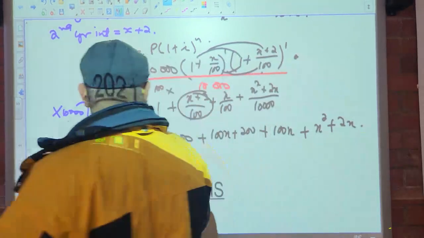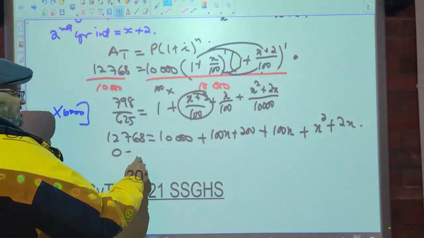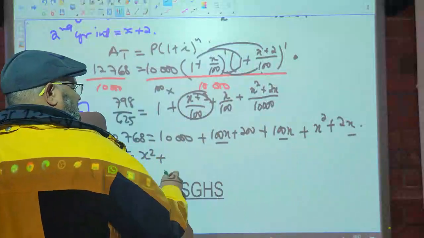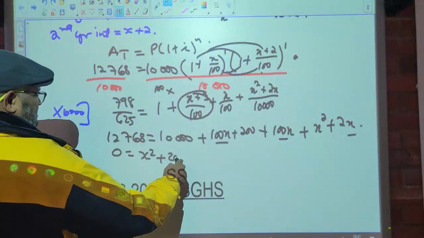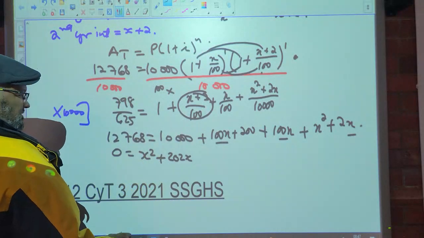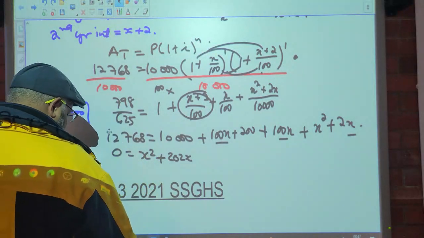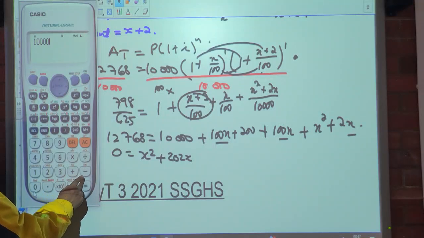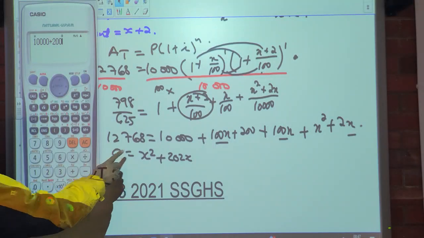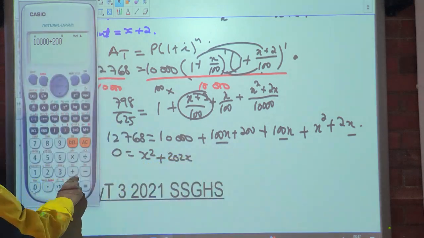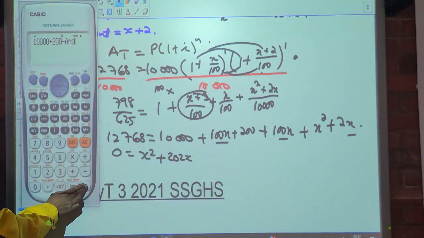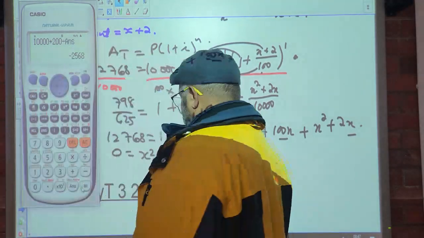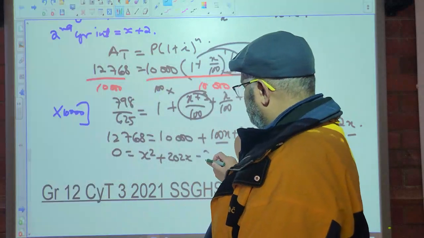Right, so it's a quadratic. That's correct? So it's going to be x squared plus, sort out the x's, is 2x plus 100x plus 100x is 202x. Is that correct? And then the next one we have 10,000 plus 200, which is that here, minus that answer which we just calculated on the calculator. It's going to be negative 2568.